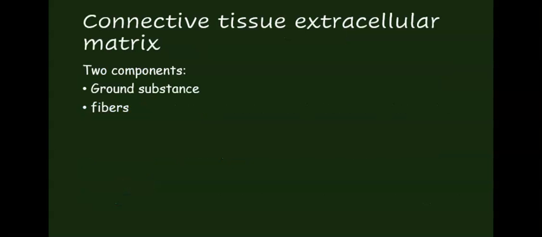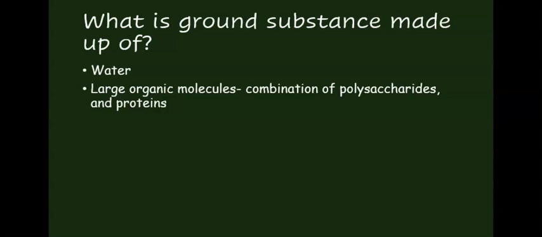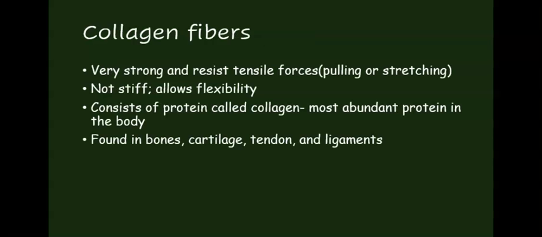Then the connective tissue extracellular matrix has two components, ground substance and fibers. The ground substance we have discussed can be either fluid, semi-fluid, gelatinous, or calcified. It supports cells, binds them together, stores water, and plays an active part in the development and function of tissues. And it is made up of water and large organic molecules. Fibers are of three types: collagen fibers, elastic fibers, and reticular fibers. Collagen fibers are very strong, resist tensile forces, made up of a protein called collagen, arranged in parallel bundles, found in bones, cartilage, tendons, and ligaments.